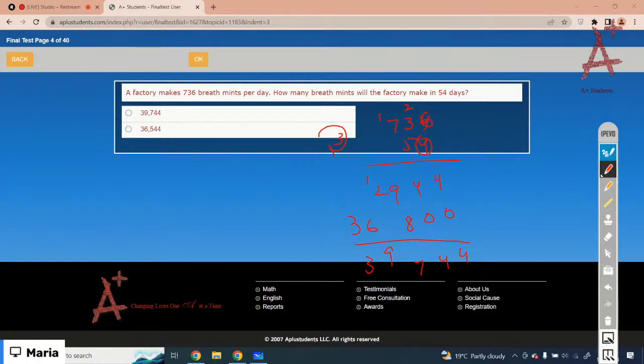Wait, let me just check. It is 39,744. Let me just use the calculator. 736 times 54. That would be 39,744. Got it? The first option, 39,007, is the correct one. That one I did on the board is the correct one. That would be 39,744.